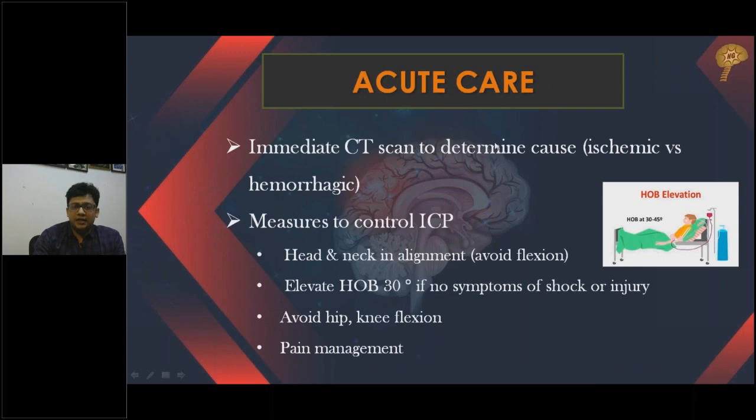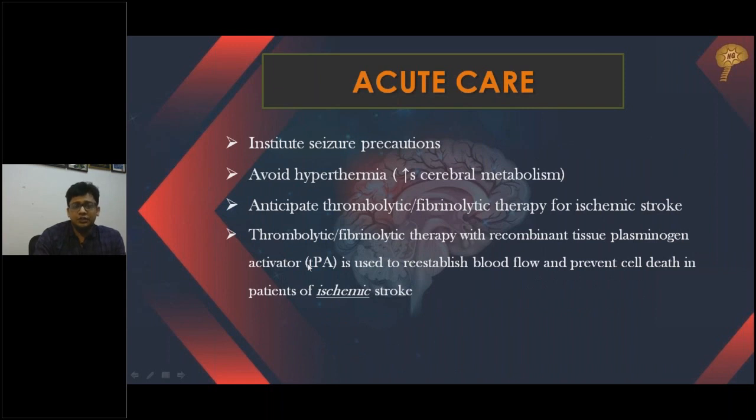What you have to do in acute care? Immediate CT scan to determine the cause, whether it is ischemic or hemorrhagic. Measures to control intracranial pressure: head and neck in alignment. This is very important: avoid neck flexion. Elevate the head of the bed to 30 degrees if no symptoms of shock or injury. Avoid hip and knee flexion, and you have to do pain management. Institute seizure precautions. Avoid any hypothermia.